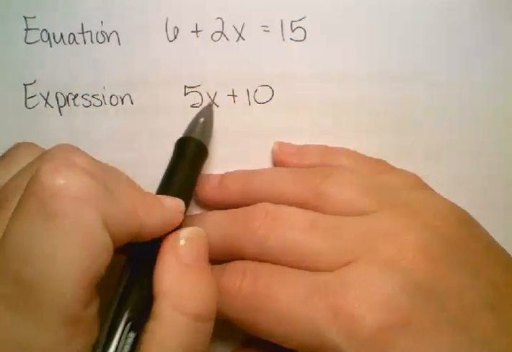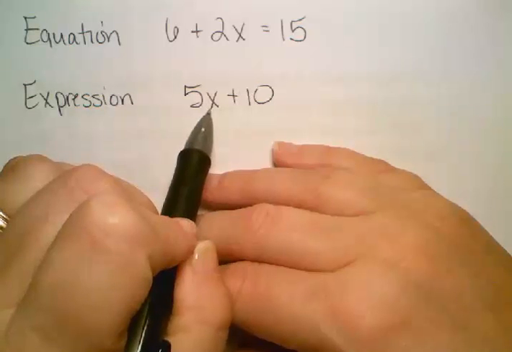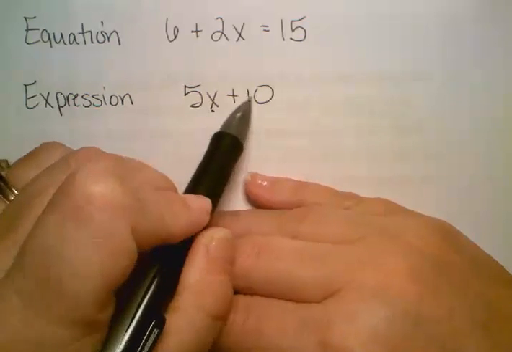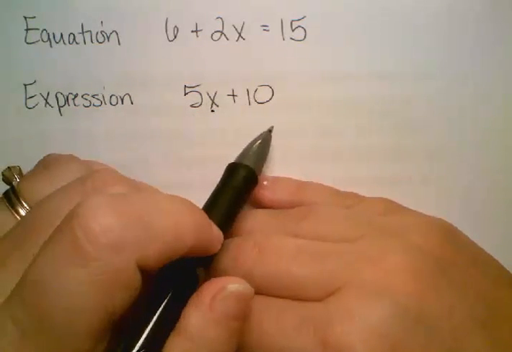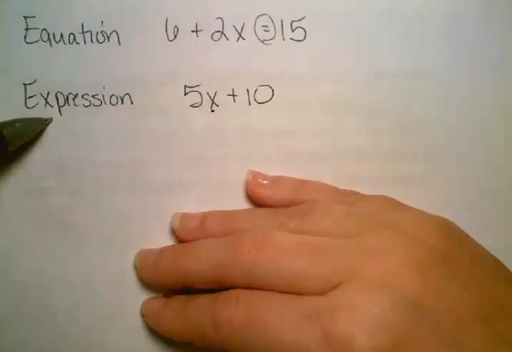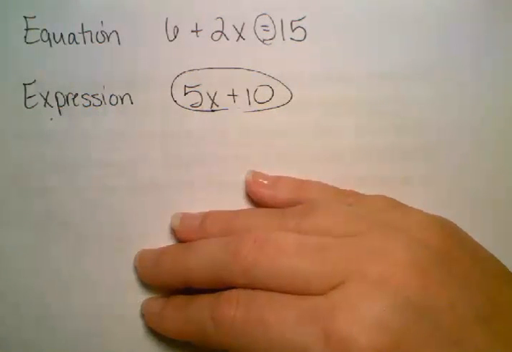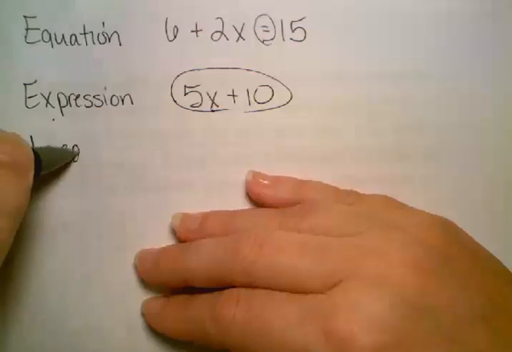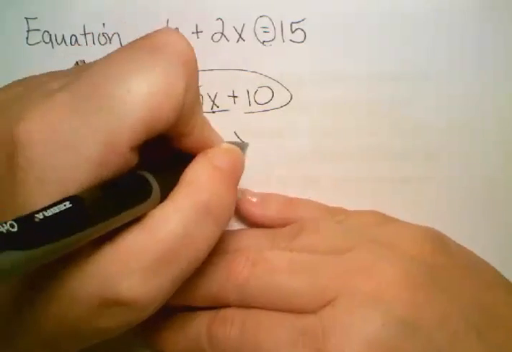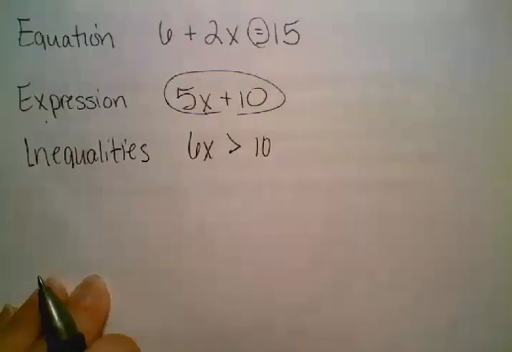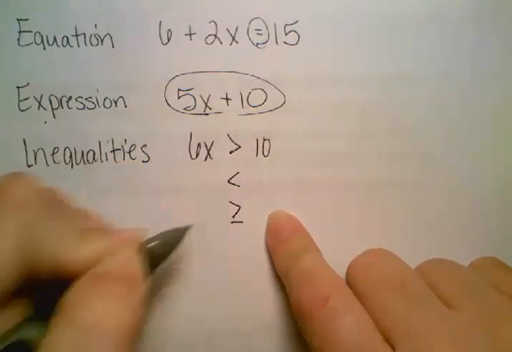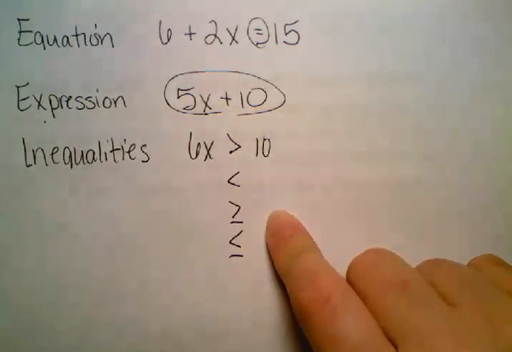An expression is just something that you might solve using the order of operations, where, this would obviously be a number, but you don't see an equal sign here. You don't see an inequality sign. So we have equations that have an equal sign. We have expressions that don't have an equal sign. And then we do have inequalities. And that might look like 6x is greater than 10. So there's the greater than. You could have less than, greater than or equal to, less than or equal to signs for an inequality.